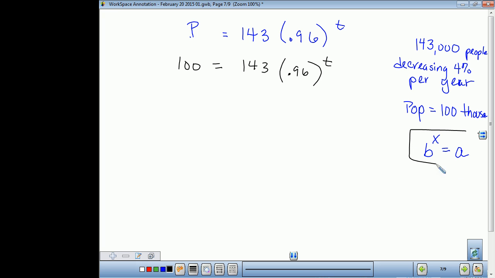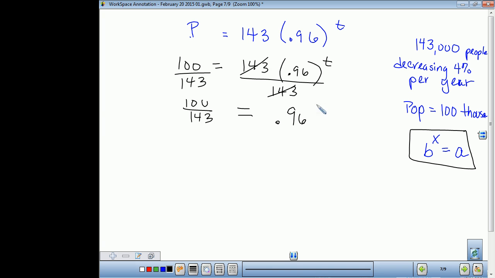Now, to solve it algebraically, it has to be in exponential form first. So anything extra has to go. What is extra? 143. So we're going to divide it out. Do not change it to a decimal. Then you went from equals to approximate. Do not. Leave it as a fraction.